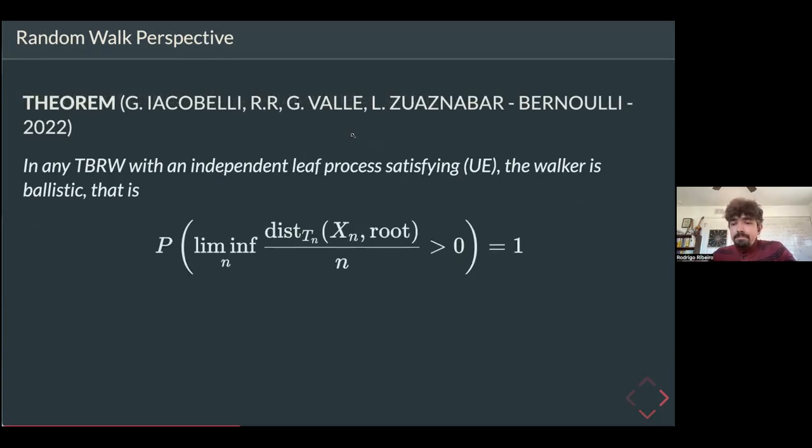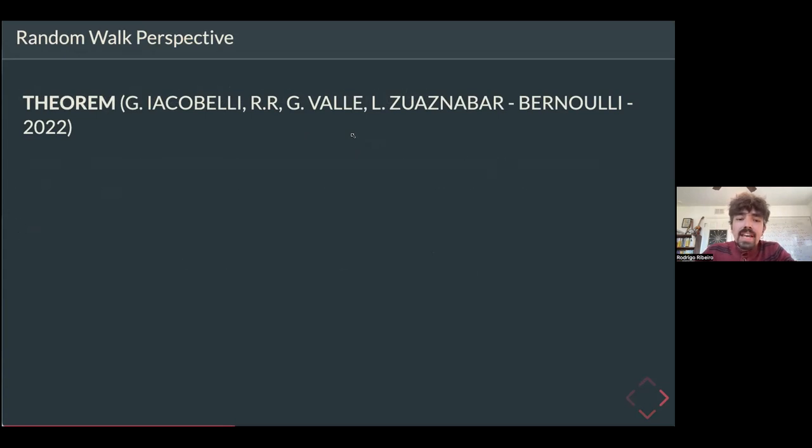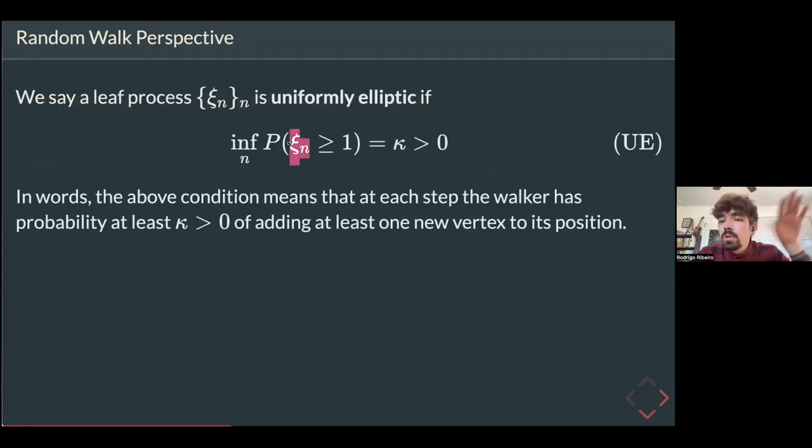Just one question, Rodrigo. Yeah. Do you have monotonicity? If I change one of the random variables to something that is stochastically dominated by the other one? Oh, yeah, I'm going to get there, but this is a crucial question. For instance, take this process here as just Bernoulli random variables with parameter P. This was actually a question suggested by Yuval Peres: is the speed monotone in the parameter of this leaf process?